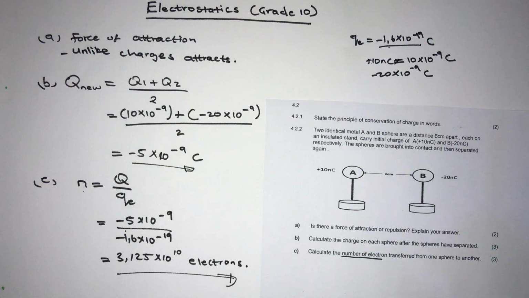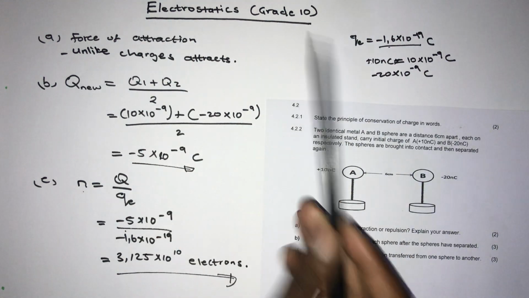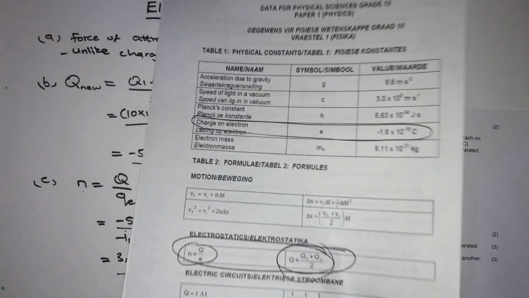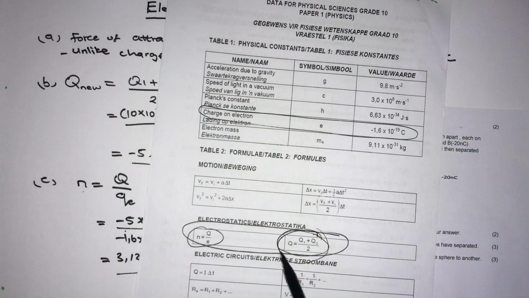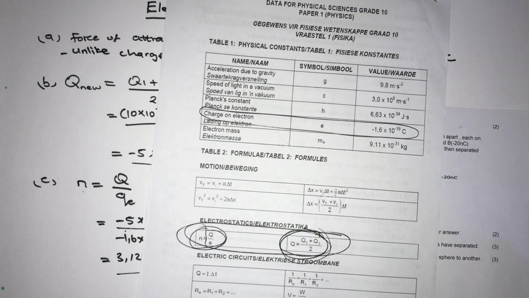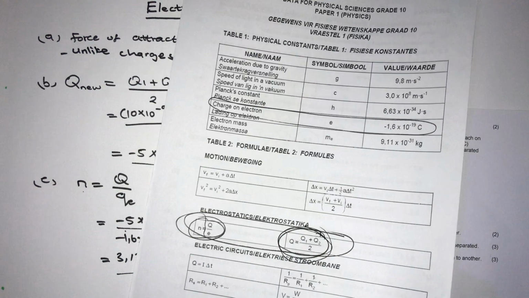So remember, it's electrostatics grade 10. The only formulas that we have, there are only two formulas: the new charge and the electron charge. So those are the only two formulas that are used in electrostatics in grade 10.